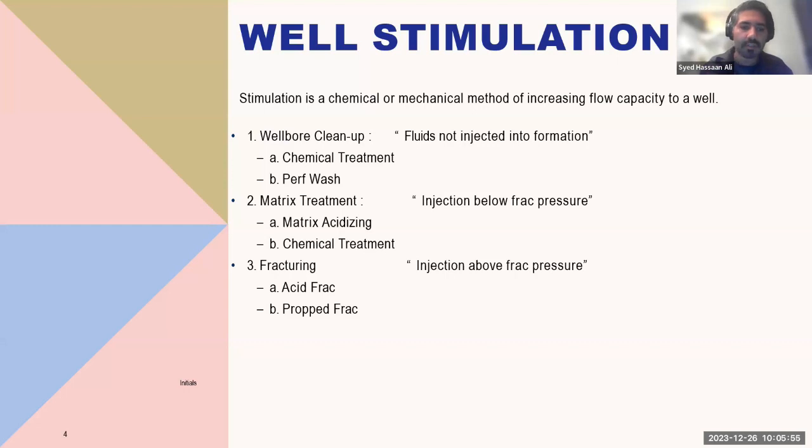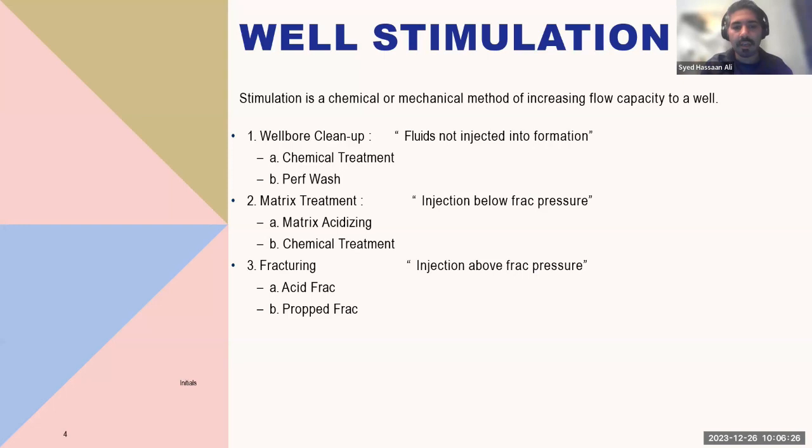In fracturing, which is the third type of well stimulation, this injection is done above the frac pressure. That means you are injecting a fluid at a very high pressure, much higher than the pressure gradient of the formation. The pressure gradient of the formation is measured in pounds per square inch. Different formations have their own pressure gradient, and fracturing is done at a pressure of 5,000 psi, 10,000 psi, or 15,000 psi, depending on what type of formation you are trying to fracture.